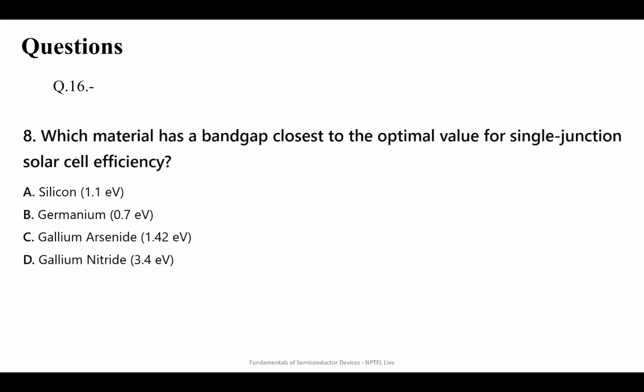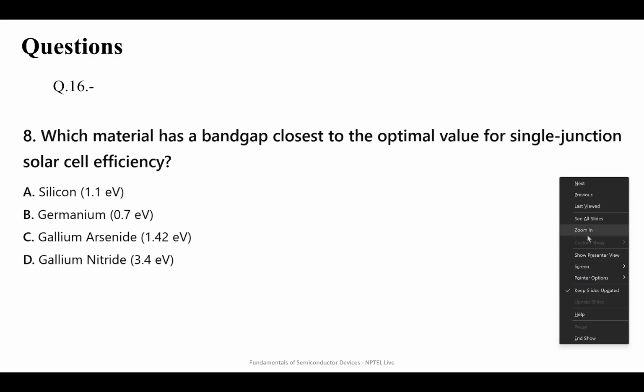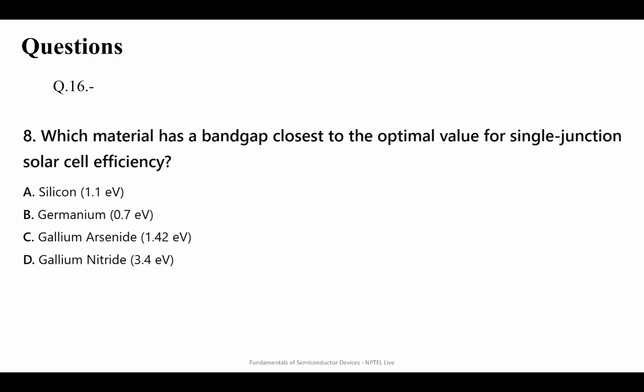What is the question? Band gap closest to the optimal value for single junction solar cell. Silicon, sir. You sure? Look at the options, and remember what we just talked about. Sir, you told that if the band gap is more, the efficiency will be more.